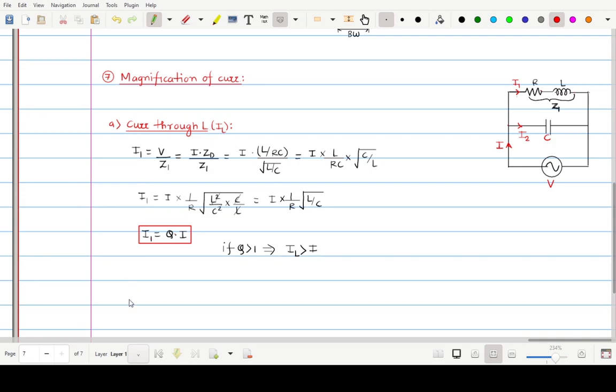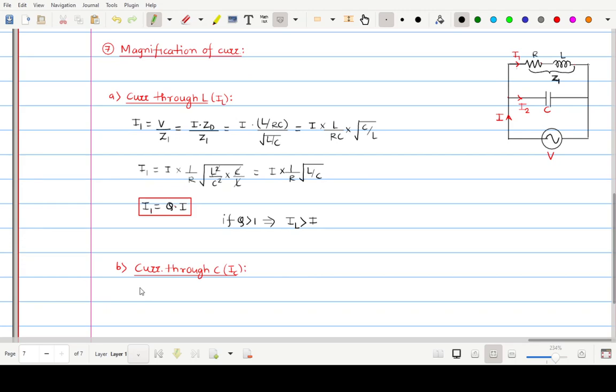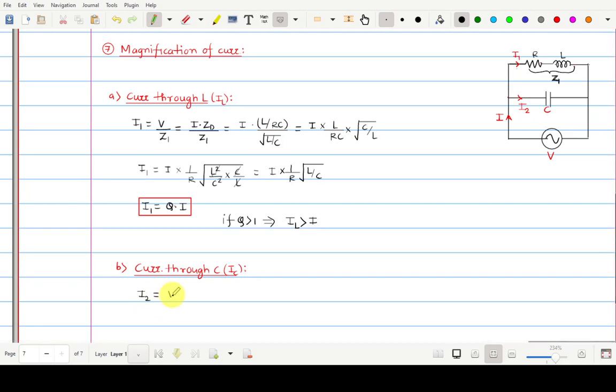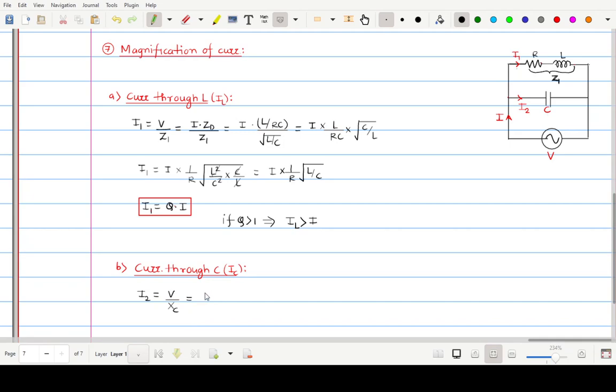Similarly, we can also find the current flowing through the capacitor. According to the circuit diagram, what is the current flowing through the capacitor? It is I2, and it is given as voltage divided by XC. Now what is voltage? It is total current multiplied by total impedance, which is the dynamic impedance. And this is XC. So put the value of dynamic impedance. What is your dynamic impedance? L by RC, and what is XC? 1 upon 2 pi FC.